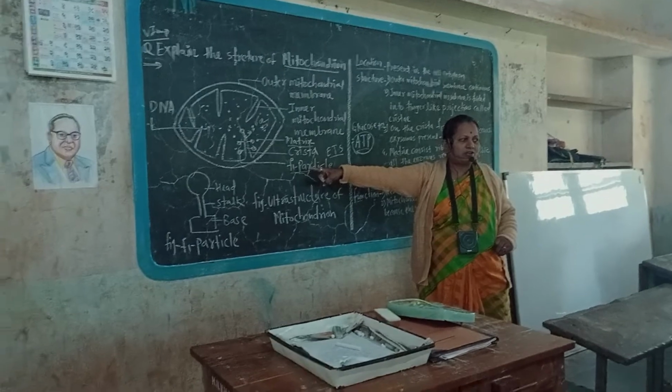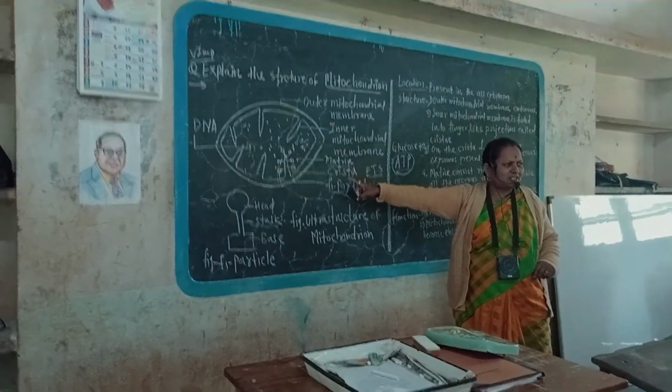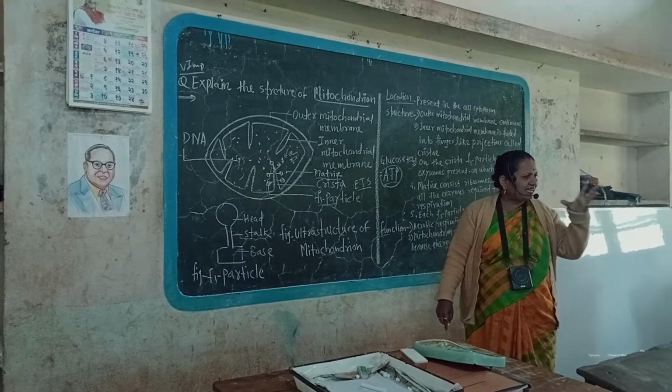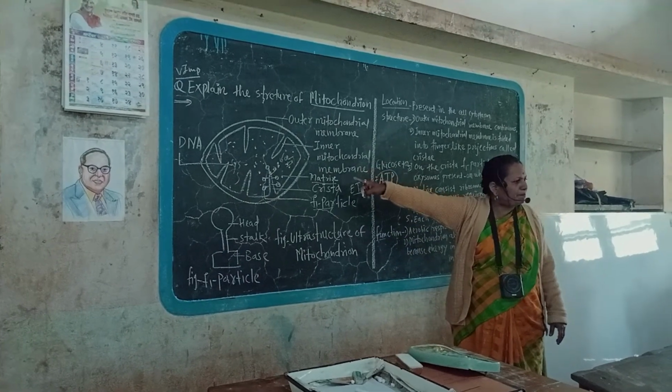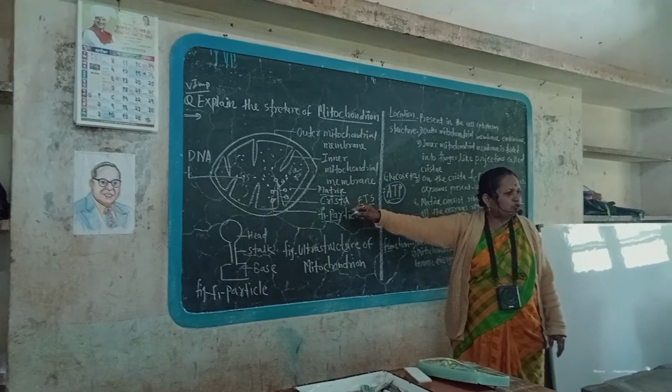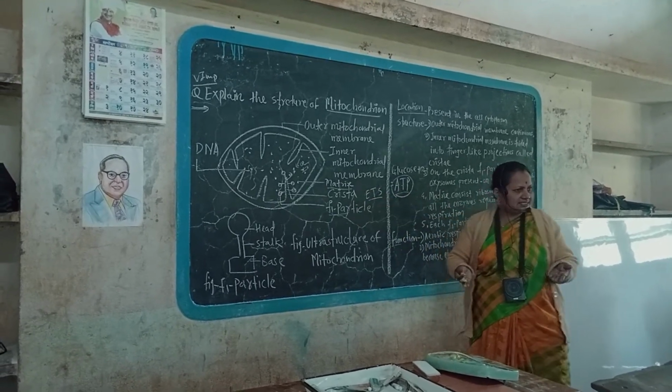Where are more mitochondria present? The organs which require more energy, like the heart and brain, consist of more mitochondria. Is it clear to you? Why are there more mitochondria? To produce more energy. Is it clear to you?